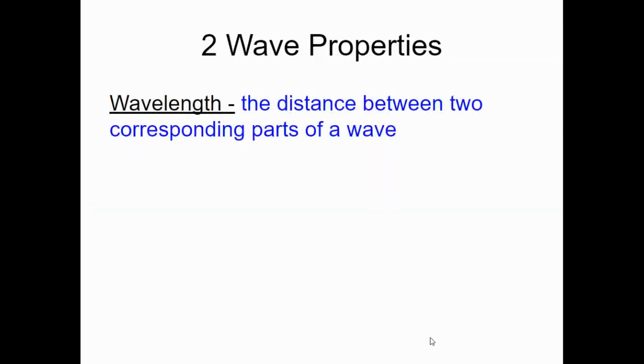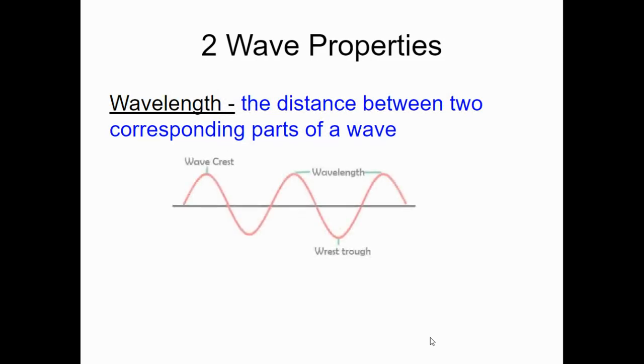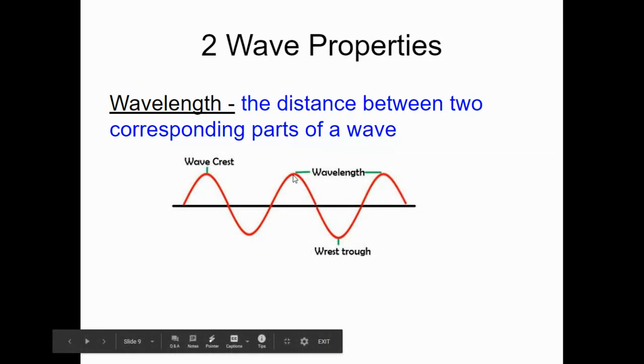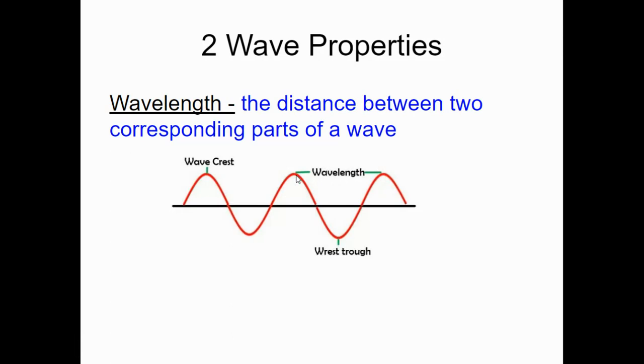Okay, two wave properties. Wavelength is the distance between two corresponding parts of a wave. You can see that they're taking the wavelength. The corresponding parts are the tops of the wave right here.